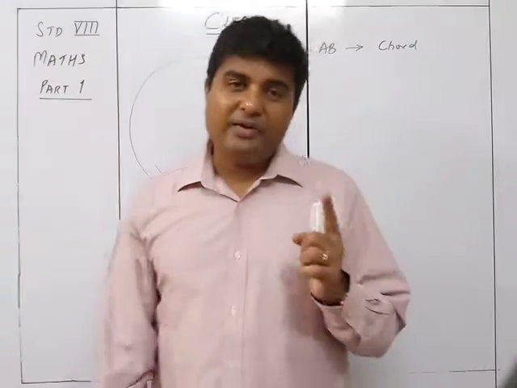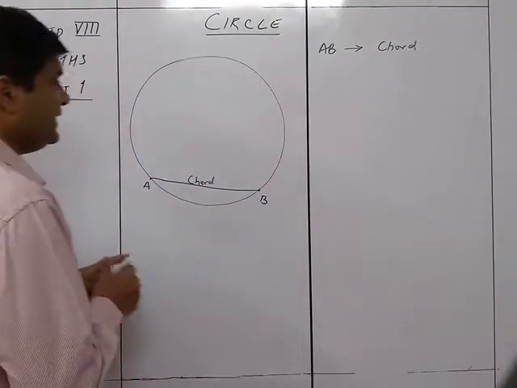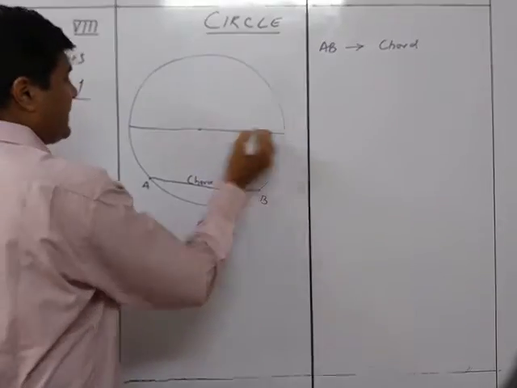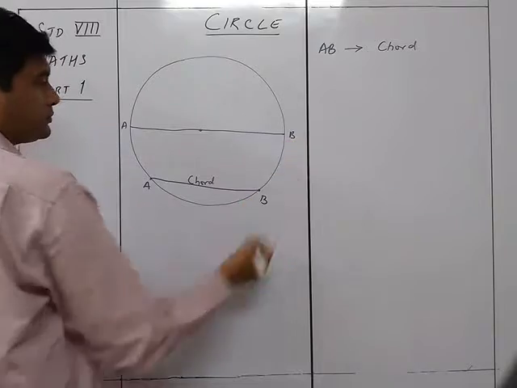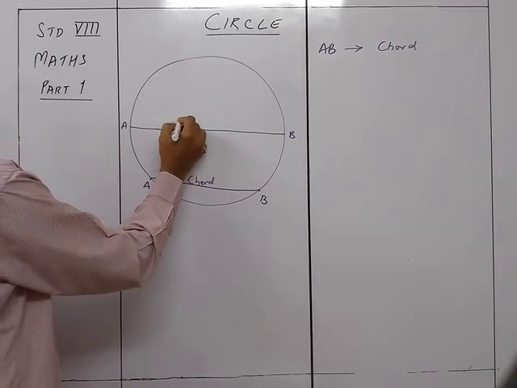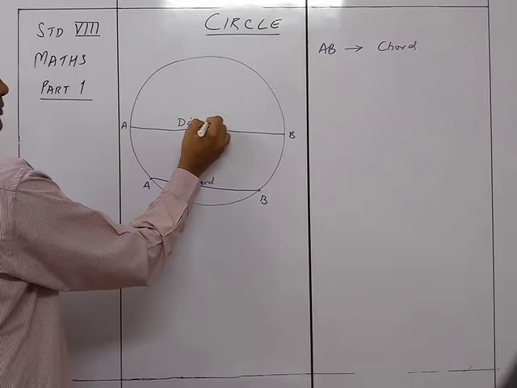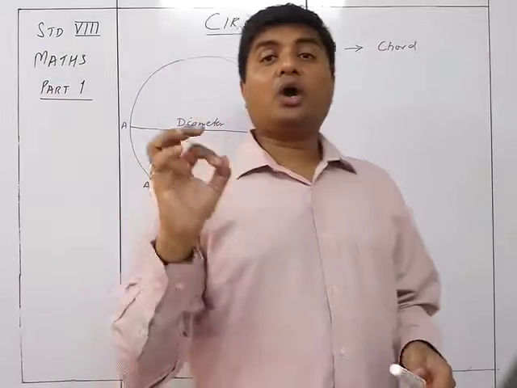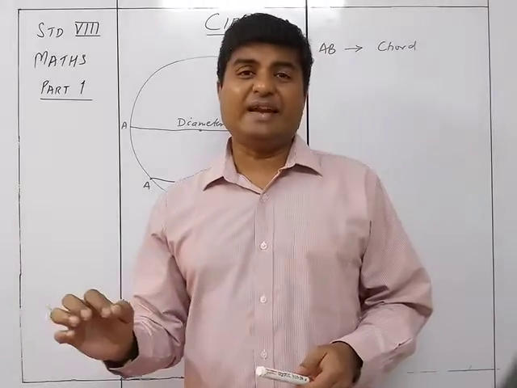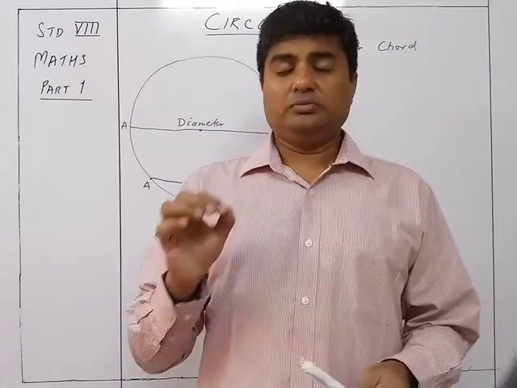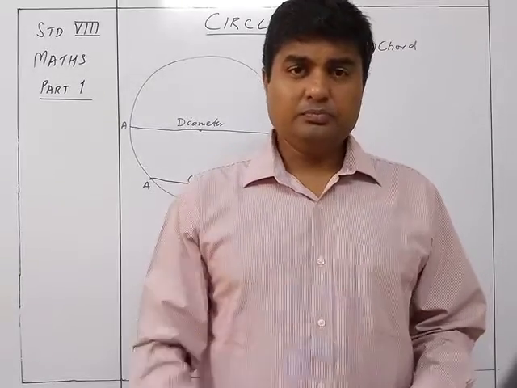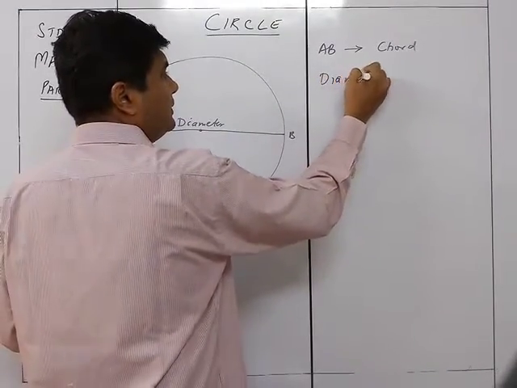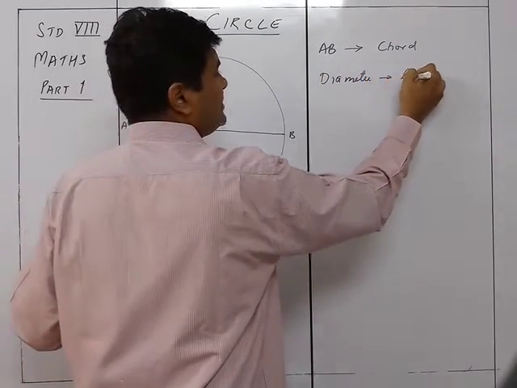Now, if this chord is such that it passes through the center, then this chord becomes the diameter. Okay, so a chord which passes through the center of the circle is called the diameter. Diameter is the longest chord.